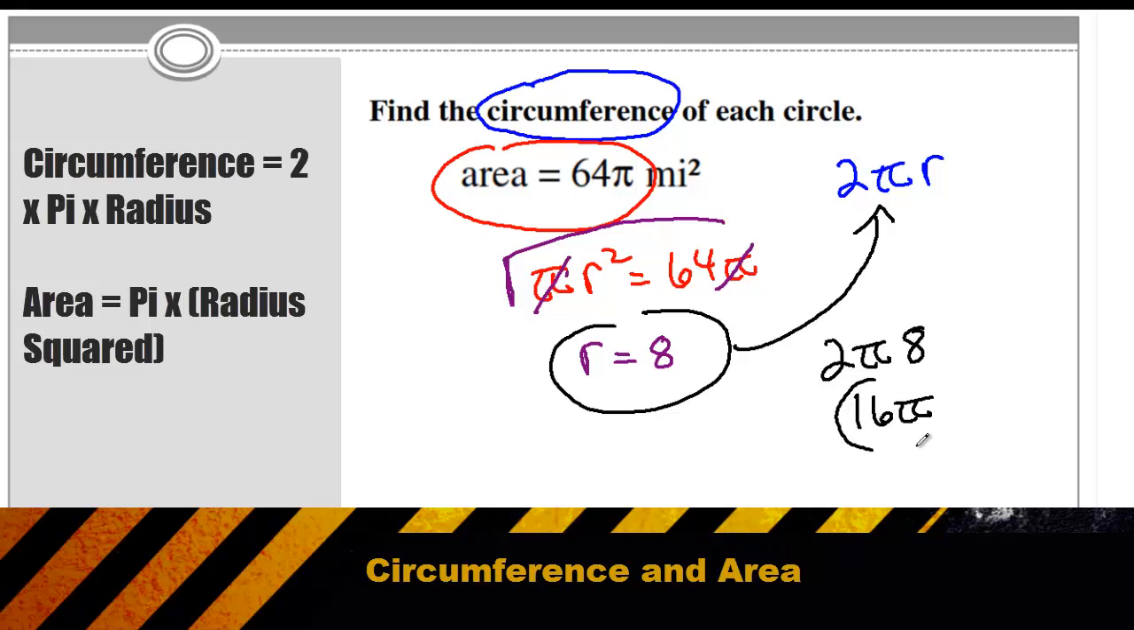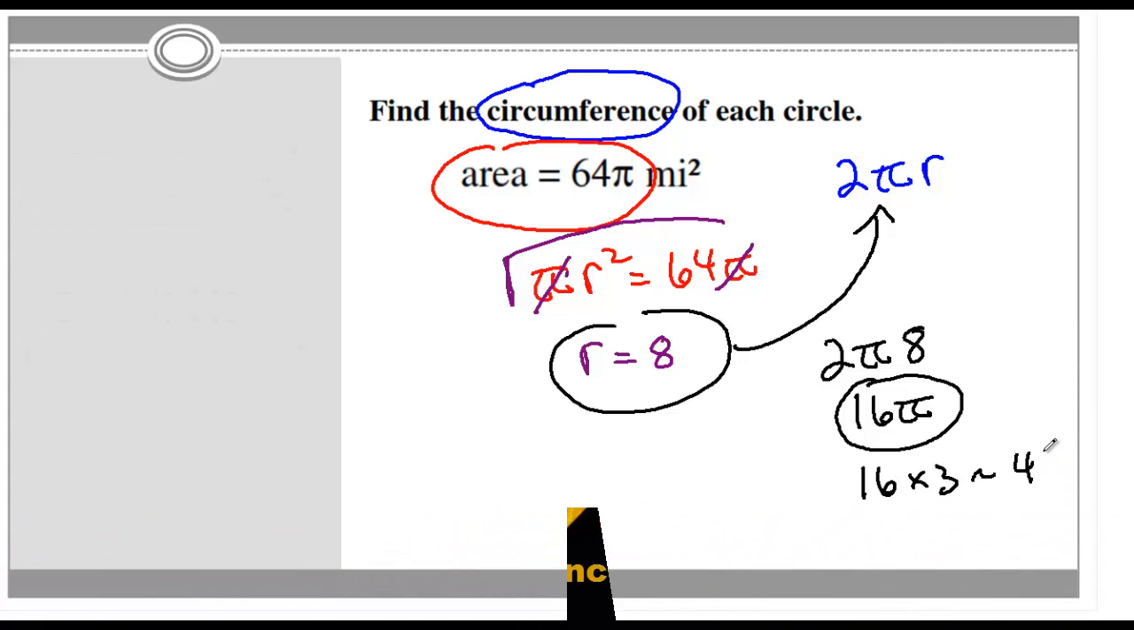Most likely 16 pi will be your final answer, but if your answer choices were in decimal form, you could estimate 16 pi to be roughly 16 times 3, or approximately 48.